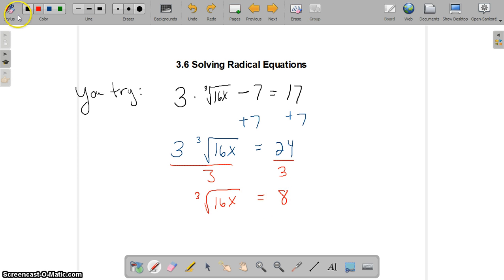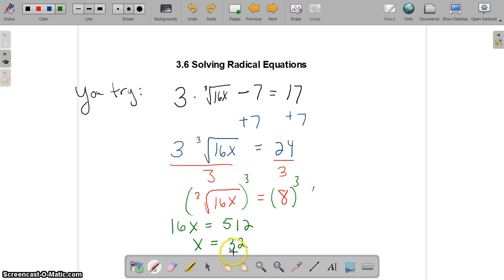Now did you notice that this is a cube root, not a square root? So you would have to actually raise this to the third power to undo the cube root, okay? Not the second power. So we would end up with 16x equals 8 cubed, which happens to be 512. I had to do that on the calculator. And if you divide both sides by 16, you will get 32.